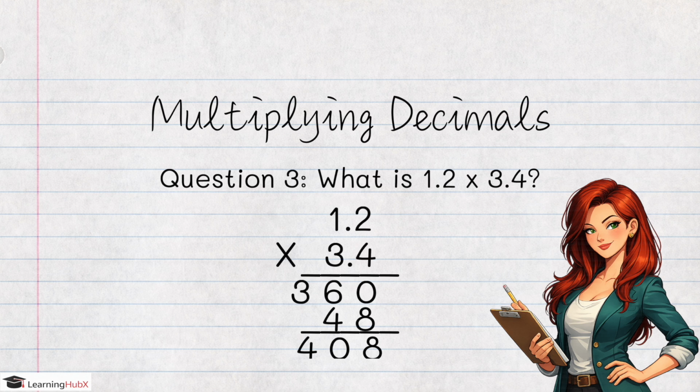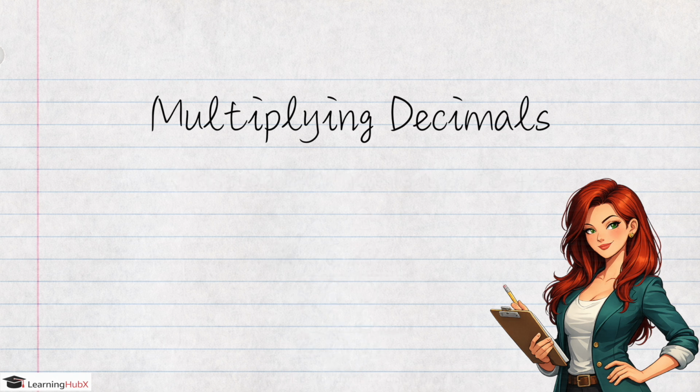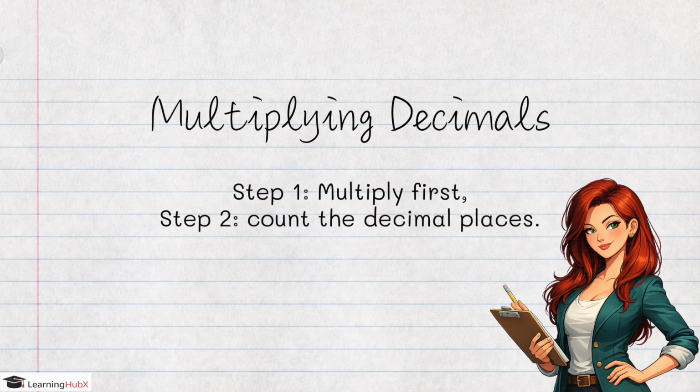Now, count the total number of digits to the right of the decimal points in the original numbers. 1.2 has 1 decimal place. 3.4 has 1 decimal place. Total is 2 decimal places, so place the decimal 2 digits from the right. So the simple rule for multiplying decimals is multiply first, then count the decimal places.